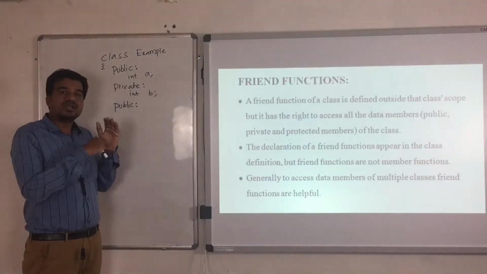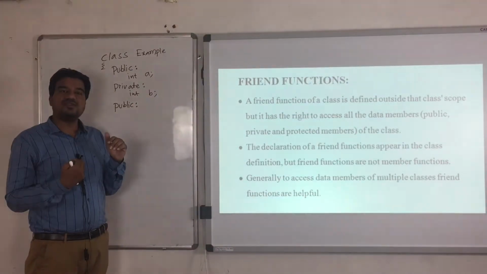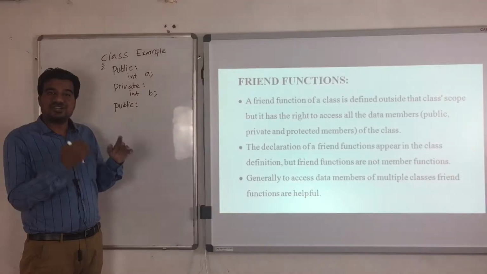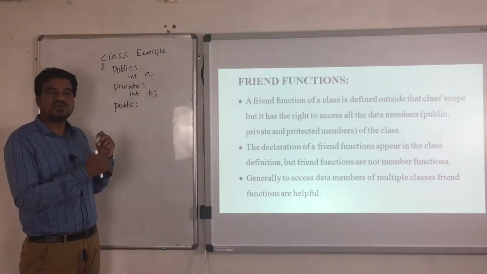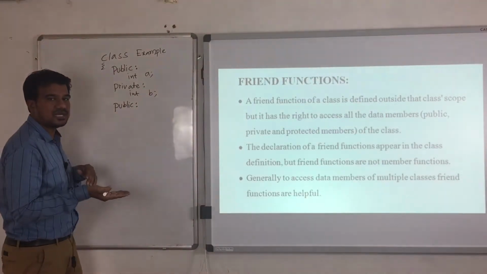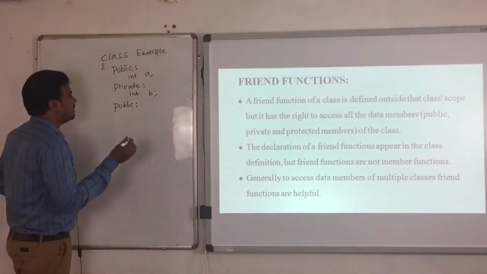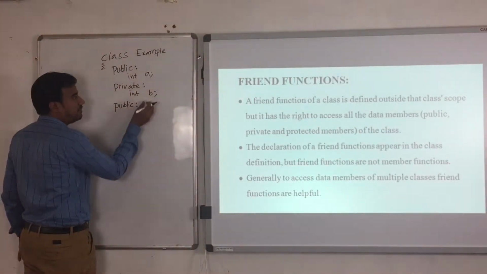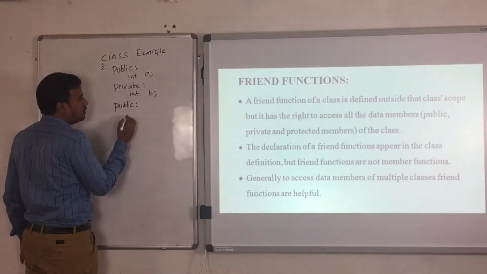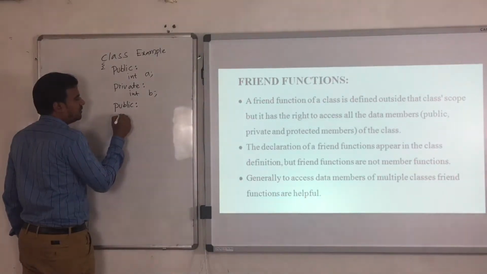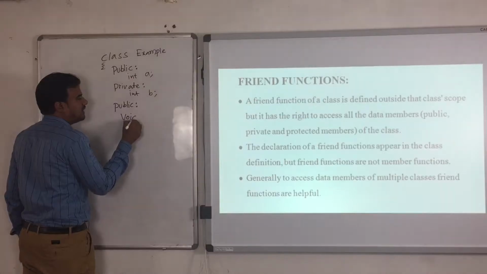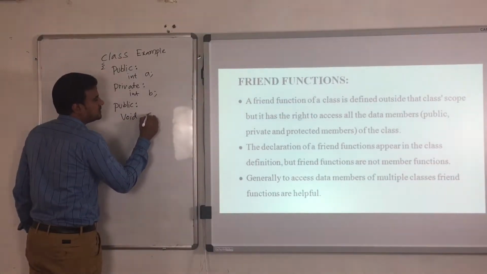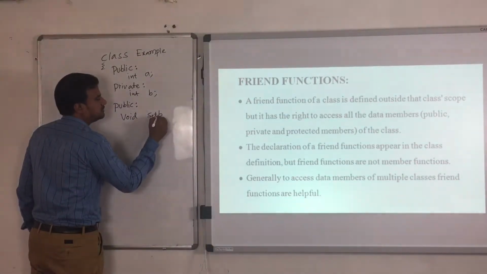Next, retrieving the value. How can we retrieve? With the help of get. Retrieving is nothing but getting the value. So we use a setter method to set the value and a getter method to get the value. Now, in order to set the value for this variable B, I use a setter method, which will not have any return value. So void set B.